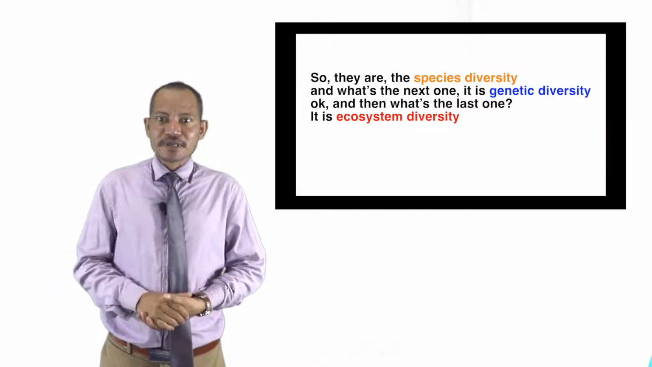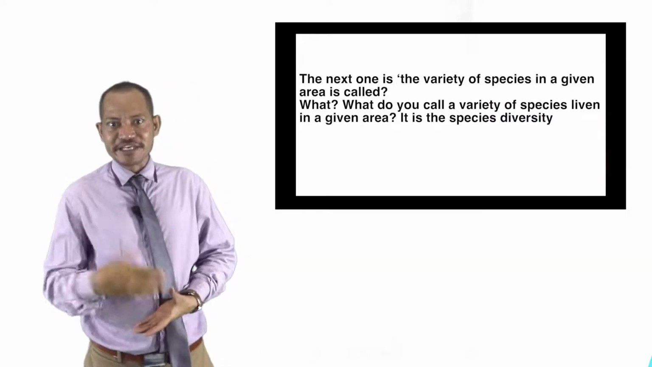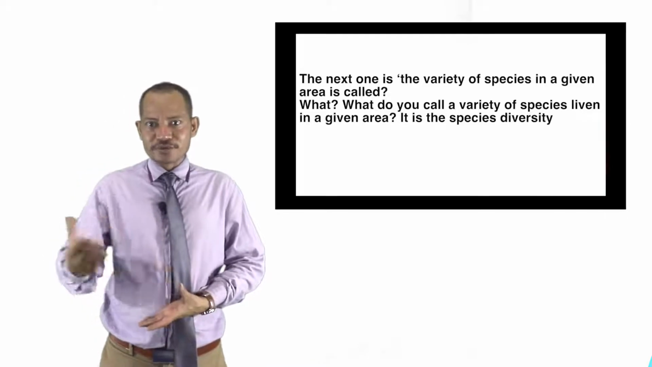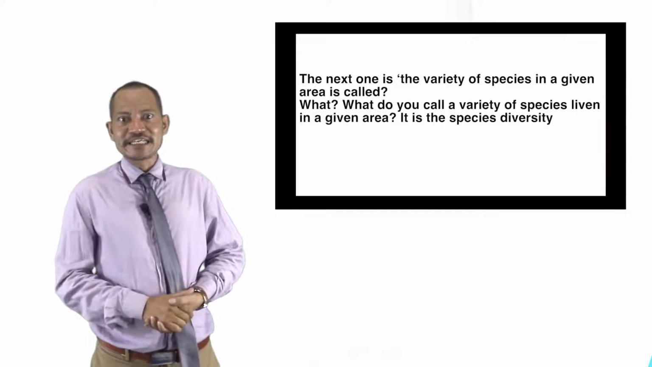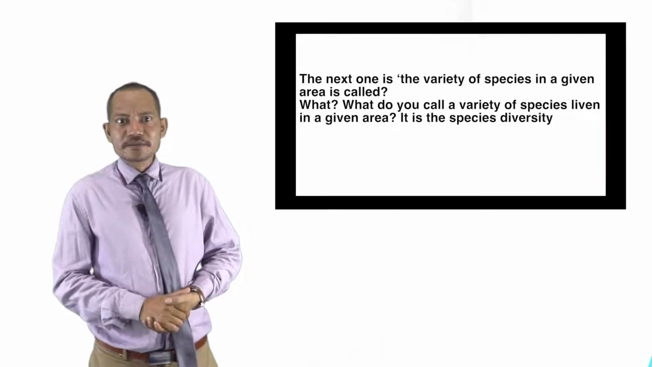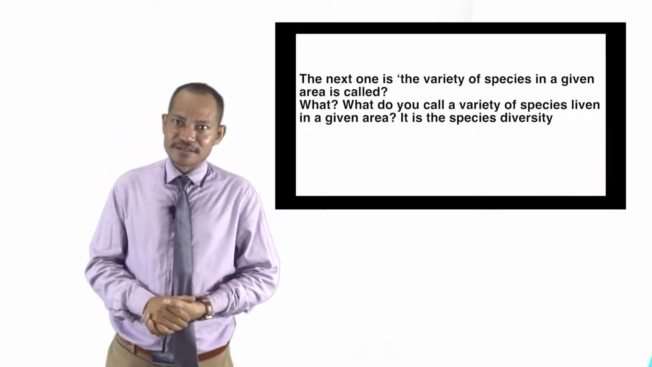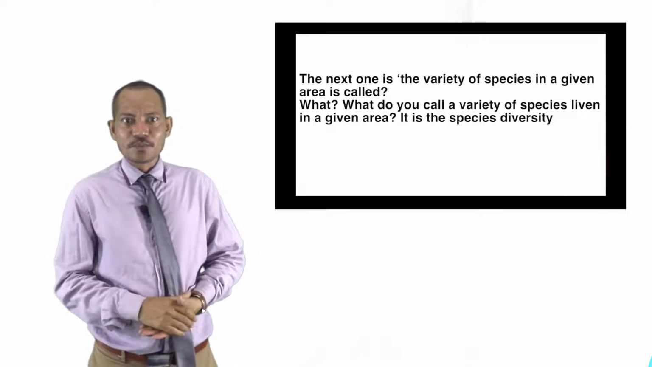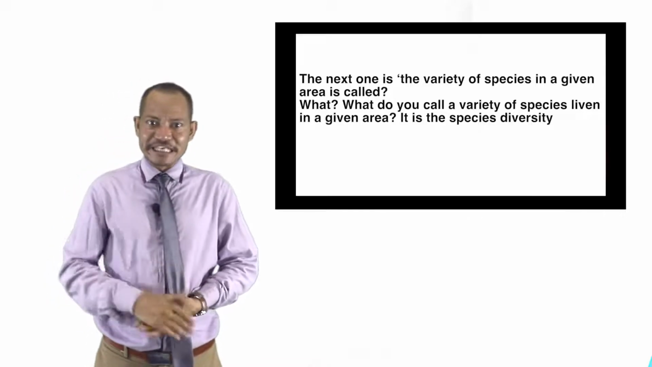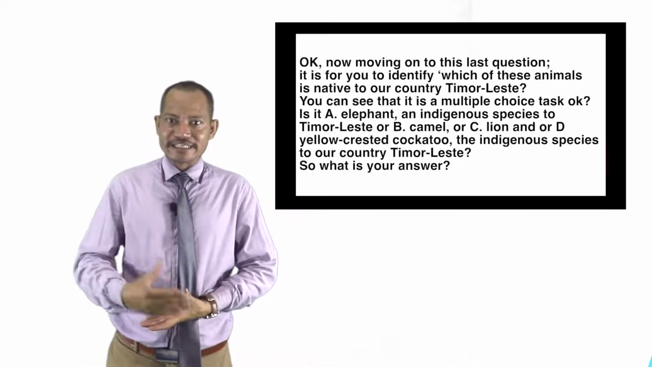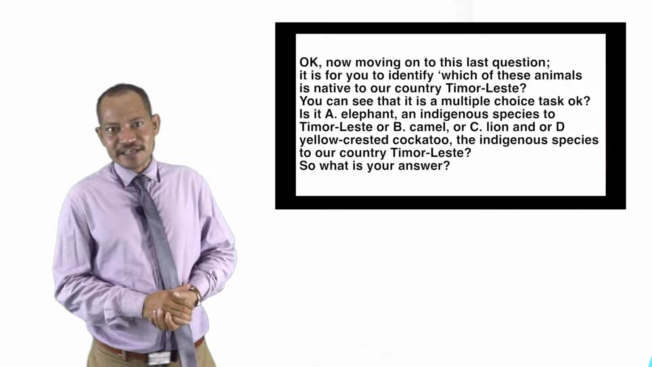The next question is the variety of species in a given area. Okay, we have done the first question, and the next one is the variety of species diversity. The variety of species in a given area is called. So what do you call a variety of species in a given area? Species live in a given area. It is the species diversity.